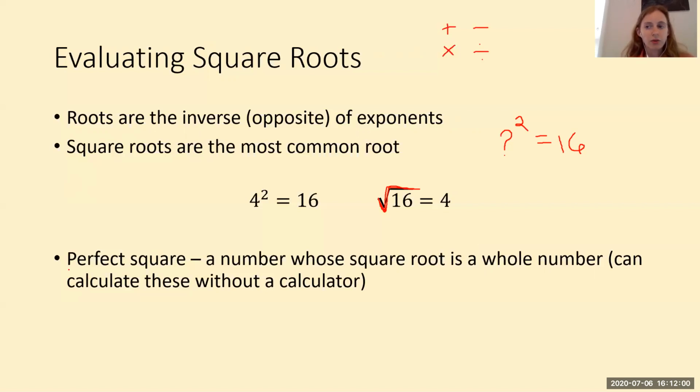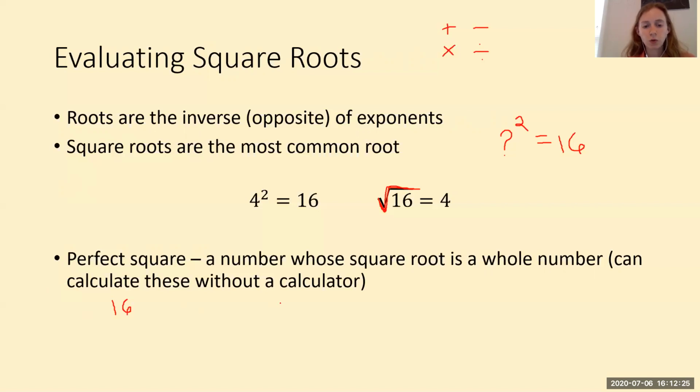Another piece of vocabulary here, you might hear the term perfect square. A perfect square just means a number whose square root is a whole number. So when we ask ourselves the question of what number squared equals 16, right, the answer to that is a whole number. The answer is 4. So 16 is an example of a perfect square.